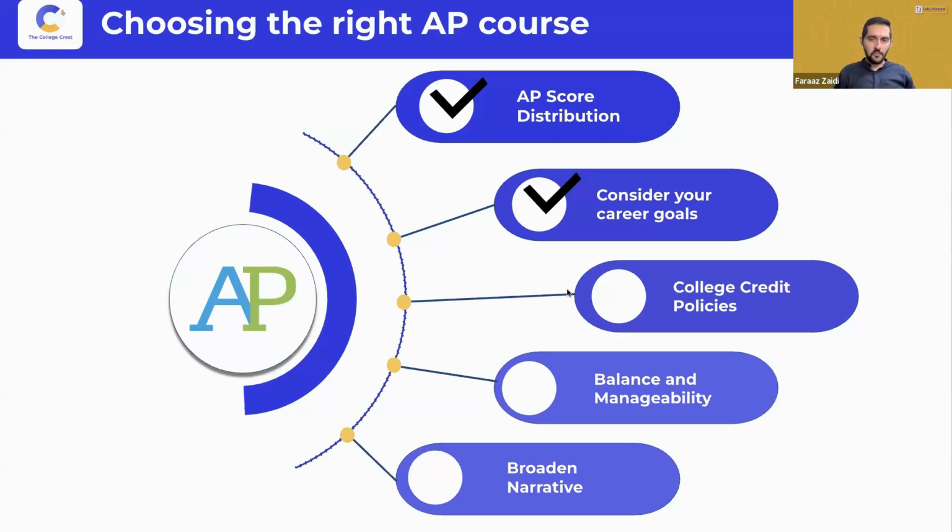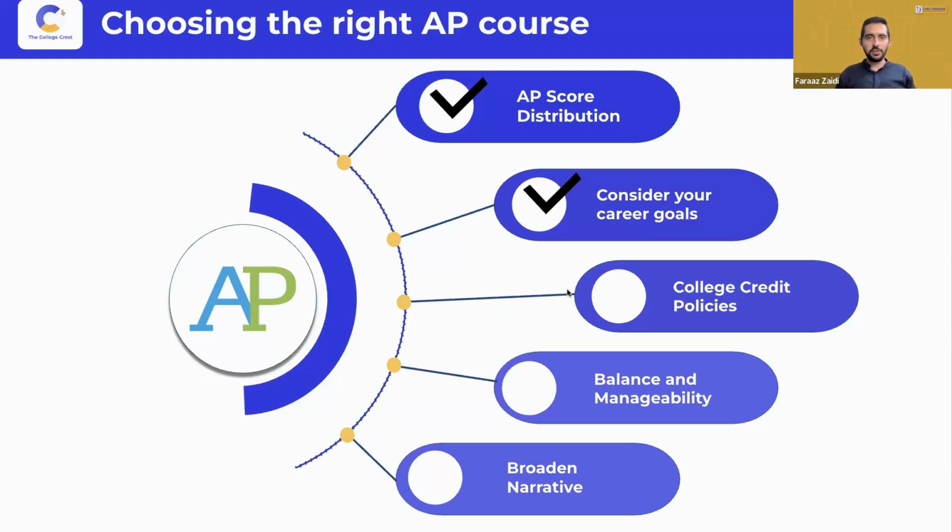choose an AP that will help you really broaden your narrative. So that's one of those last reasons that I really tell students to be looking at. AP exams really do contribute to generating a more diverse story about yourself, and they demonstrate interest beyond the core curriculum that you may have opted for in your school.